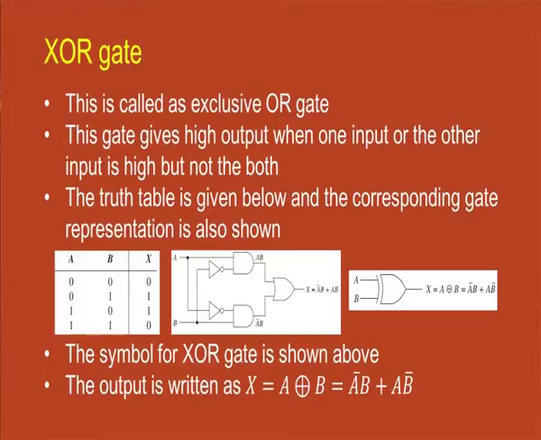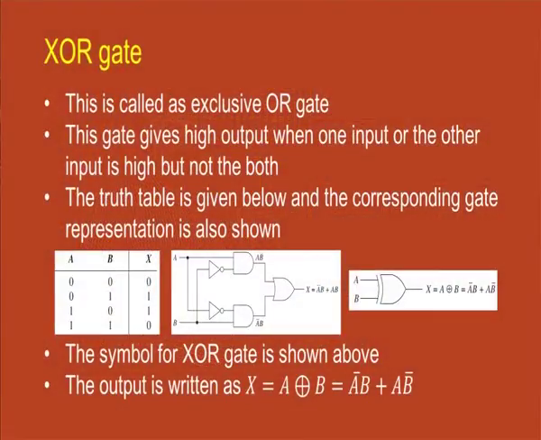The next type of gate that we want to discuss is called the arithmetic gate, and the first arithmetic gate that we want to discuss is the XOR gate. This is also called the exclusive OR gate, and the short form is XOR gate. This gate gives a high output when one input or the other input is high, but not both the inputs. If both the inputs are high, then the output will be 0.